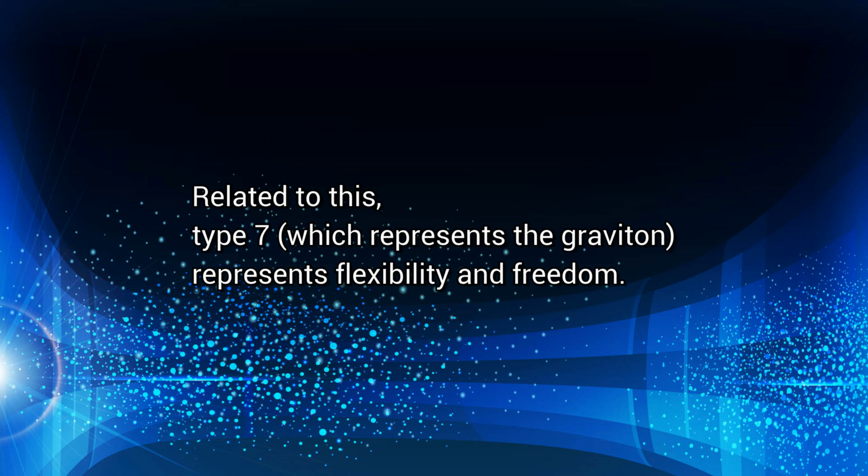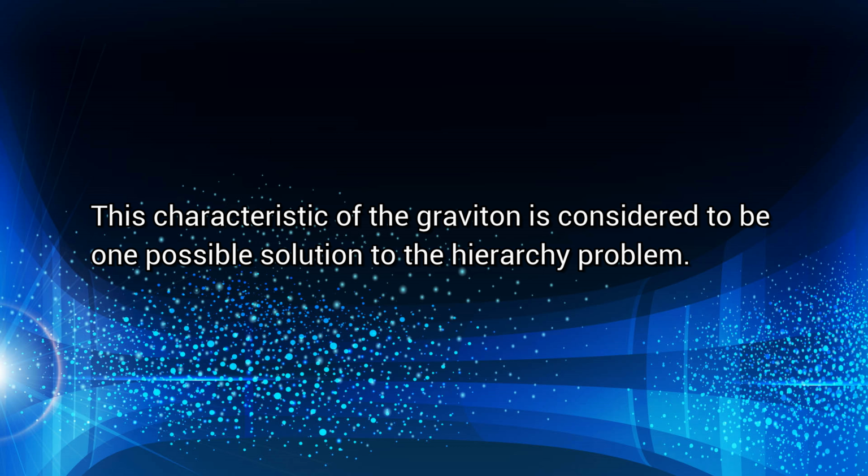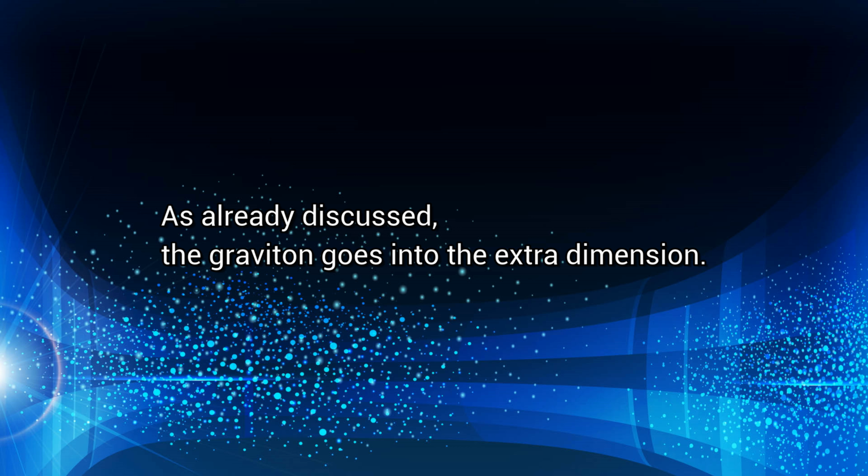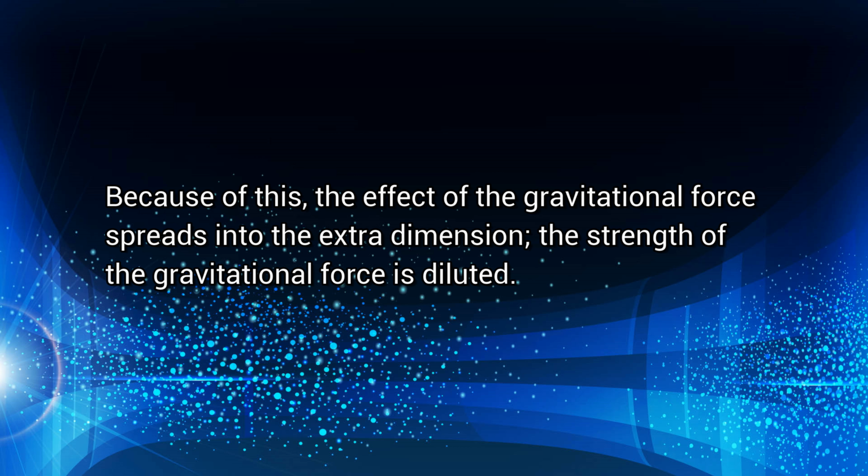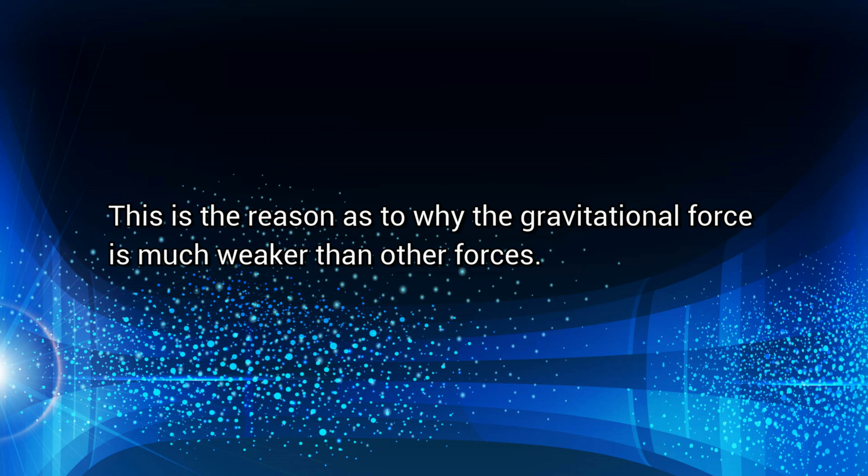Related to this, point 7, which represents the graviton, represents flexibility and freedom. This characteristic of the graviton is considered to be one possible solution to the hierarchy problem. As already discussed, the graviton goes into the extra dimension. Because of this, the effect of the gravitational force spreads into the extra dimension. The strength of the gravitational force is diluted. This is the reason why the gravitational force is much weaker than other forces.